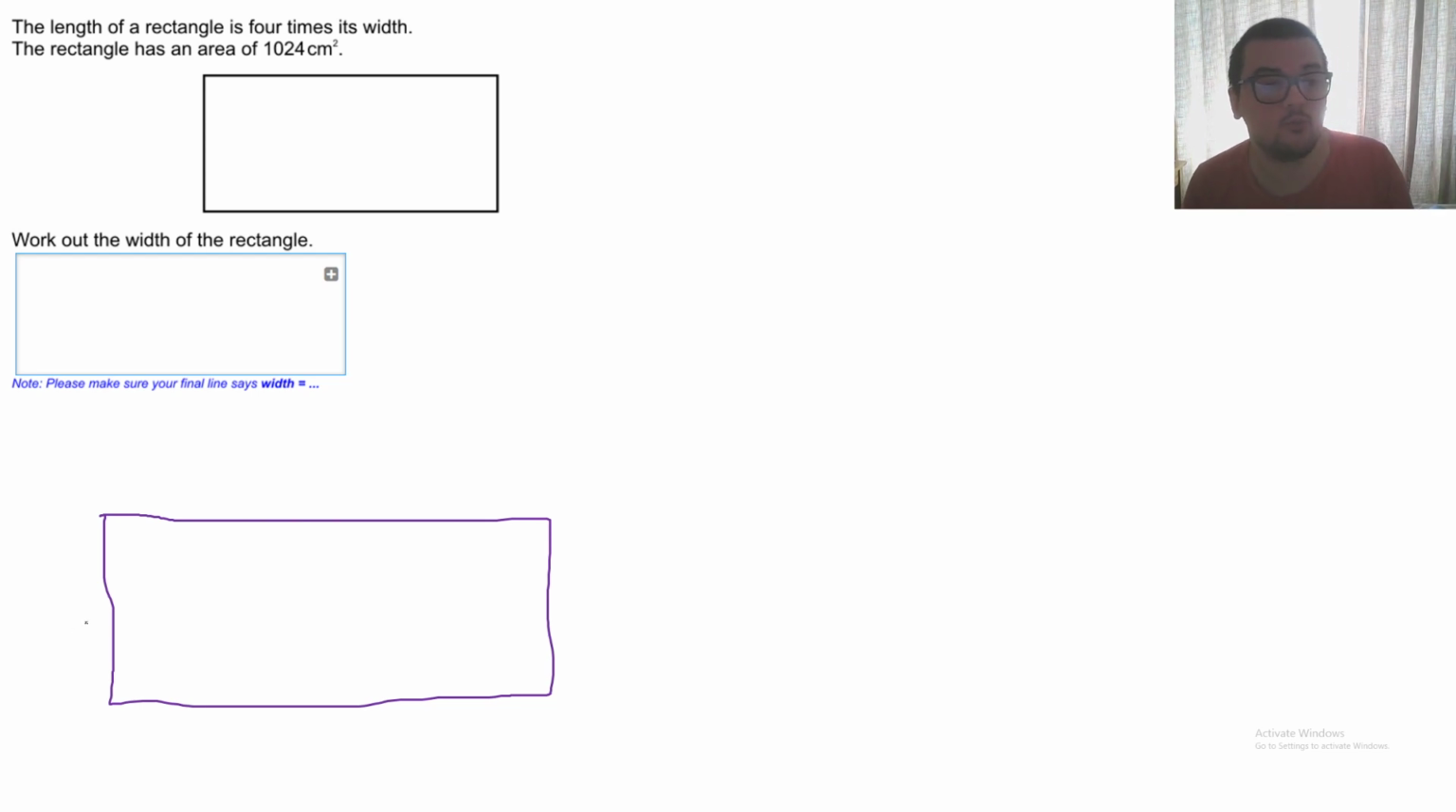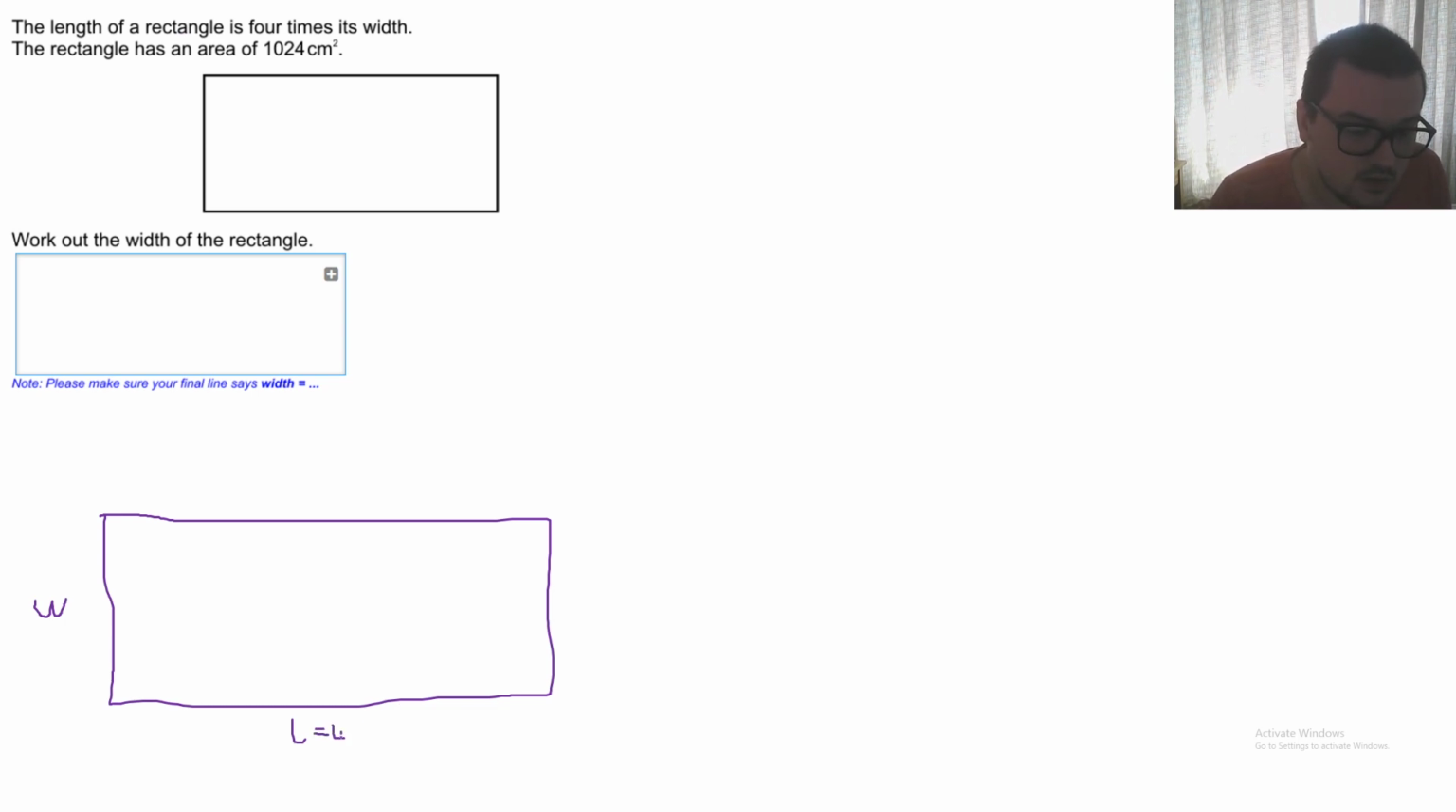We have our unknown width, we're going to call W, because W stands for width. We have our length, but it says the length is 4 times the width. So we can just call this 4W. Because if it's 4 lots of the width, we can just call it 4W. The rectangle has an area of 1,024 centimeters squared.